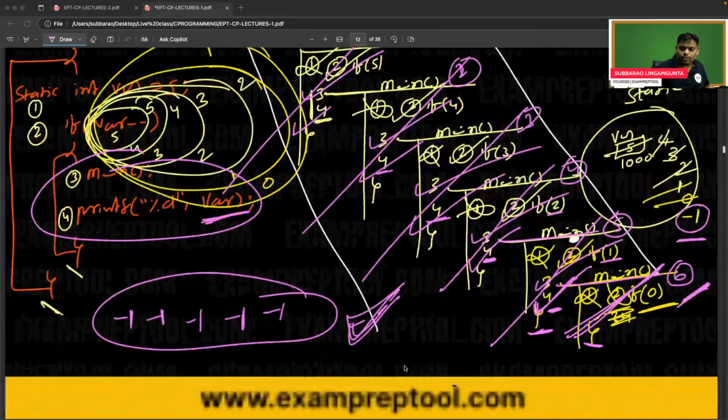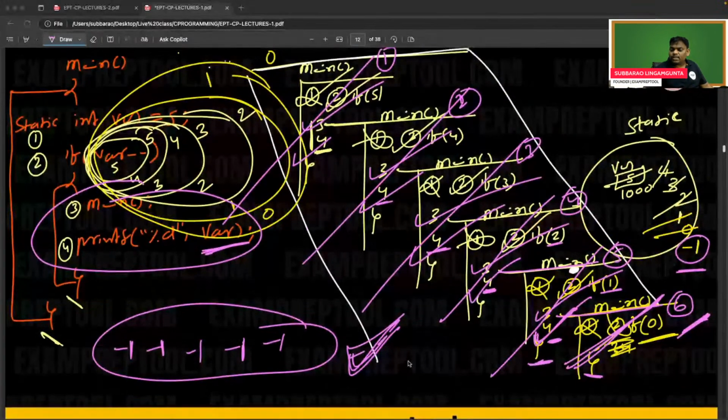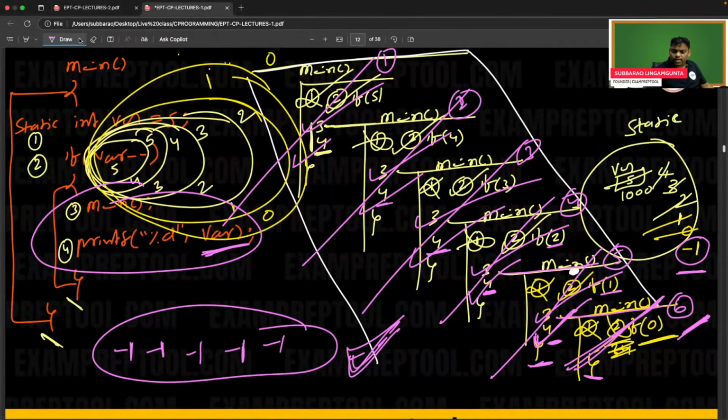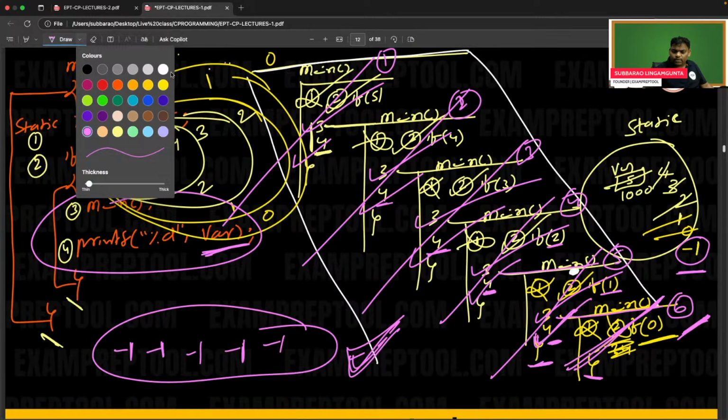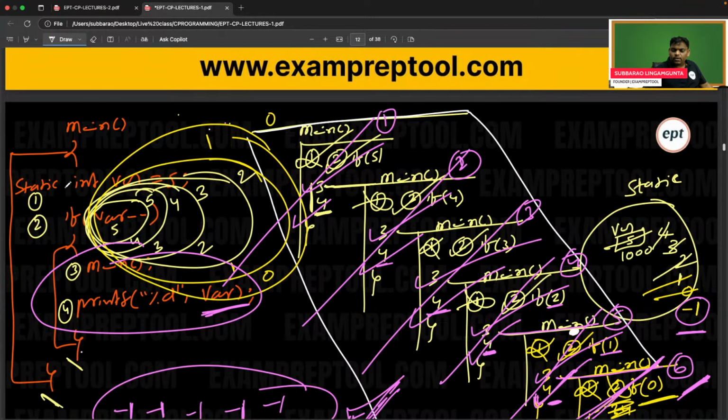Let's take another problem. Now itself, some people are asking, sir, can you say the static variable properties? Can you see the static variable properties, everyone? For a static variable, memory will be created only once. Even though it is a local variable, memory will be allocated in the static area.